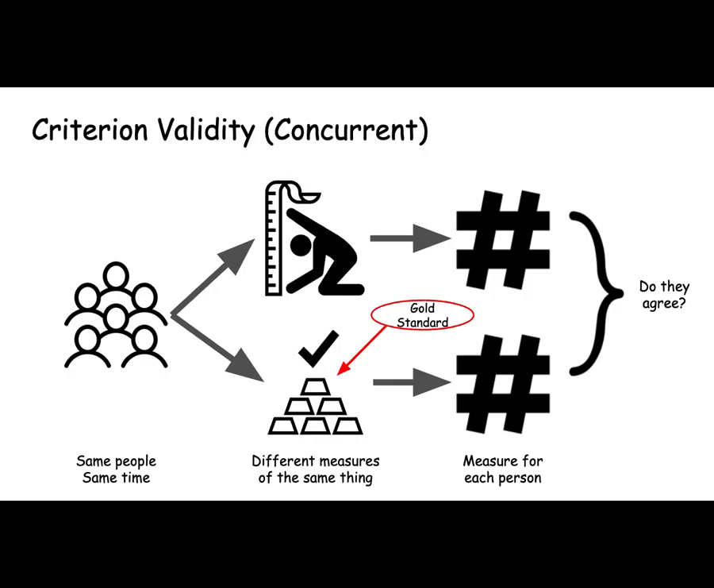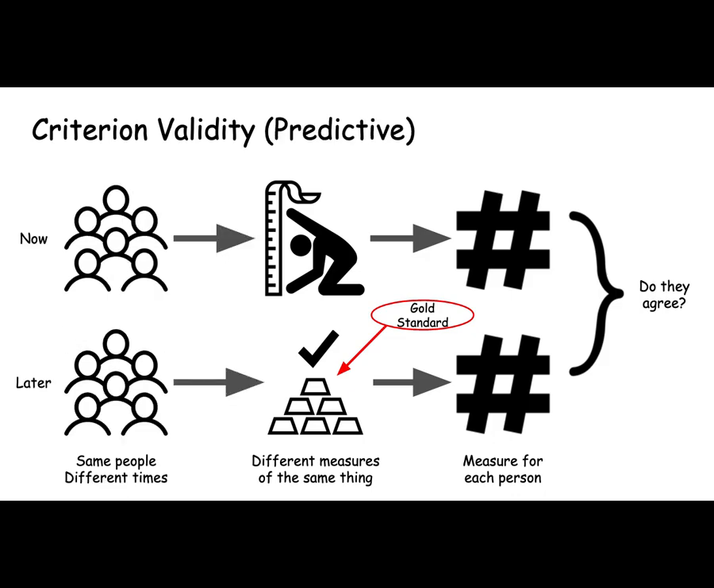Criterion validity. We're measuring the same people at the same time, and we're comparing the results we get to some gold standard. If we're interested in concurrent validity, that means we take our measure and we use the gold standard at the same time. Predictive validity, we use the gold standard at a different time. But in both cases, criterion validity means we're comparing our measure with some kind of gold standard.